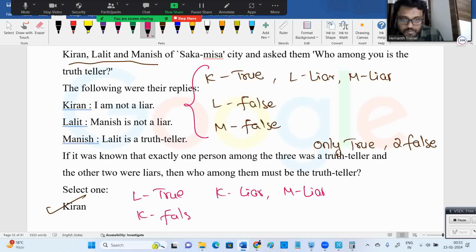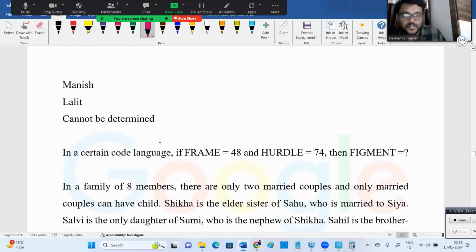Satisfied. Now Lalit should tell the truth. Lalit is saying, "Manish is not a liar, but Manish is a liar." Lalit's character is not suitable. I am taking Lalit as a truth teller, meaning he always speaks the truth, but he is saying something false. It is not suitable. Like that, you have to do trial and error. Okay.